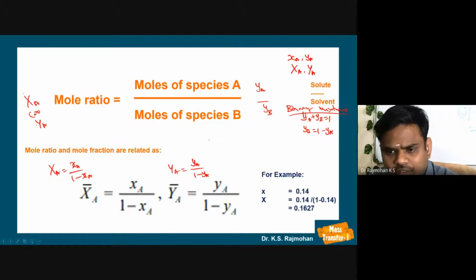For example, if we have a value xA of 0.14, then how do we get capital X? Capital X is equal to 0.14 divided by 1 minus 0.14, and we get the value.